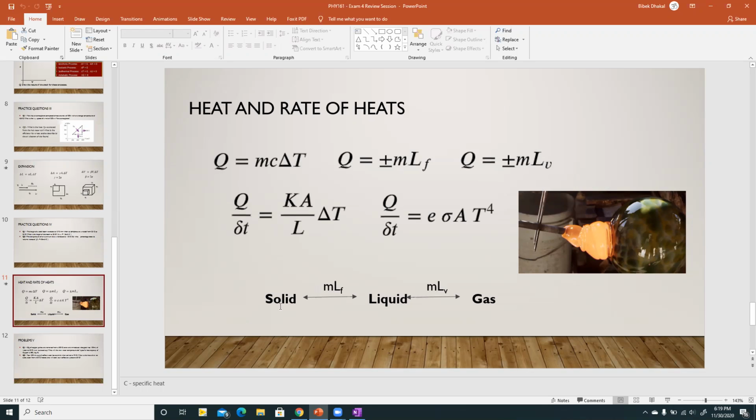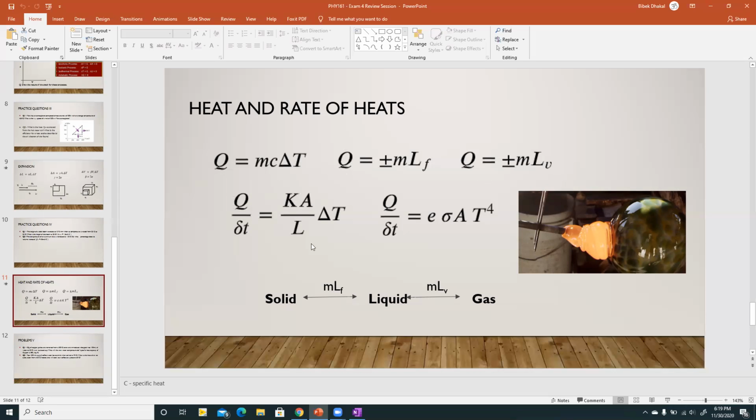So if you have a solid like ice that converts into liquid, in that phase transition you have m times Lf. And if you have a liquid that turns into gas after you heat it, during that phase transition the heat is given by m times Lv. These methods are mainly useful for the convection method of heat transfer. There are mainly three types of heat transfer: one is conduction, one is convection, and another is radiation. So this one is for convection.